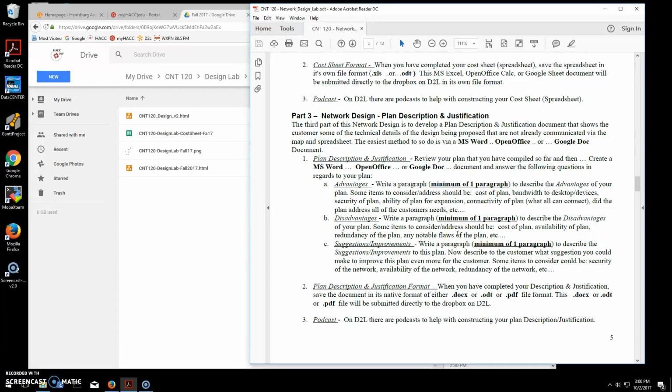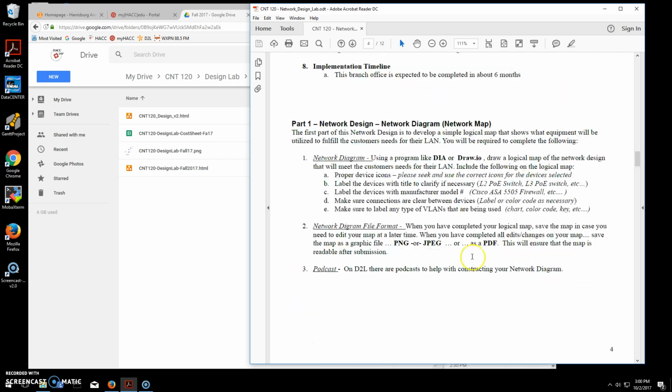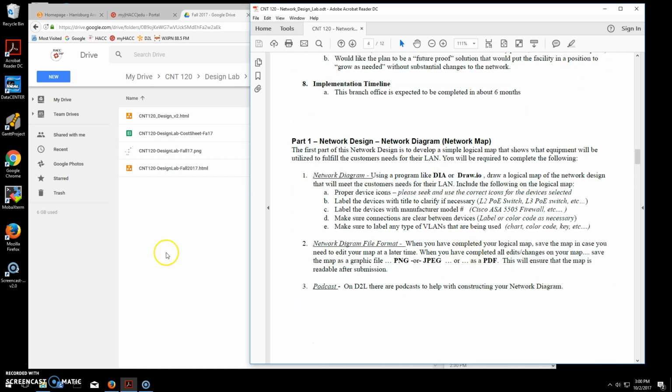All right, CNT120, we're looking at our design lab. We're now looking at part 3 of our design lab, and that is the description and justification. Just to calibrate your brain on where you are, we've already done the network diagram.